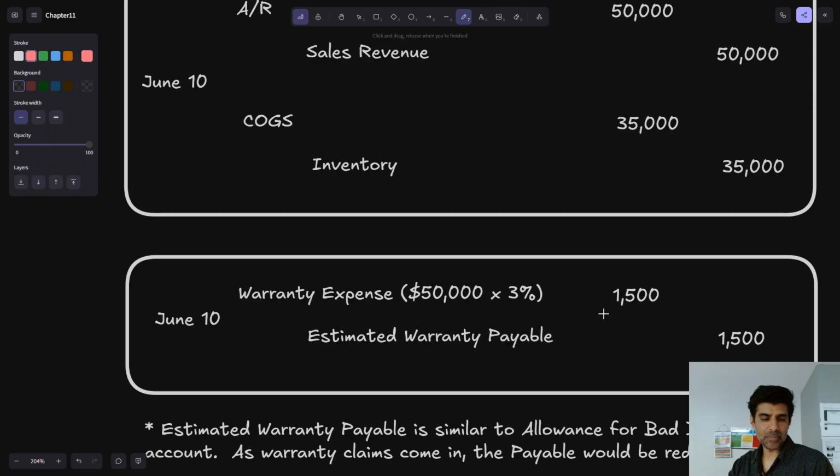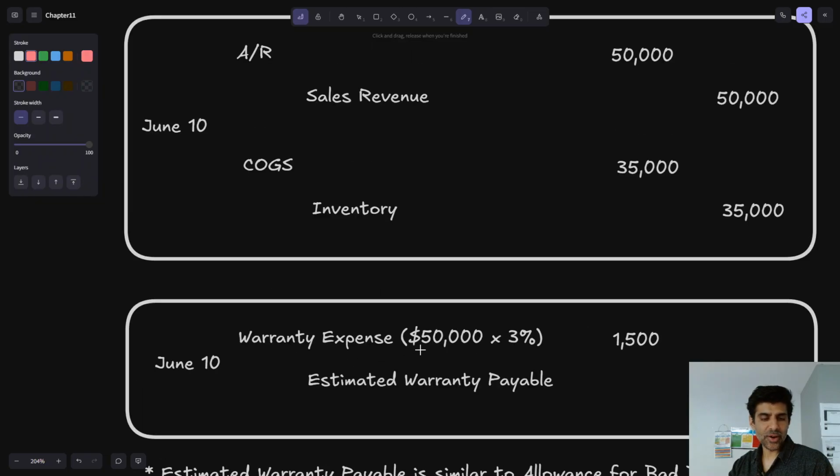You're probably going to take this as an adjusting entry. Okay. Yeah, the point is that you're going to have some expense for warranty and you're going to have some liability that's going to be reduced as you pay out warranties. So like let's say in the next year you pay a warranty claim. What's going to be the journal entry for that?